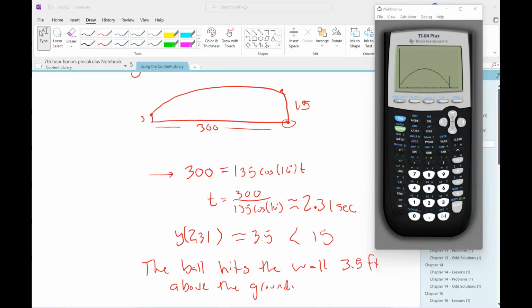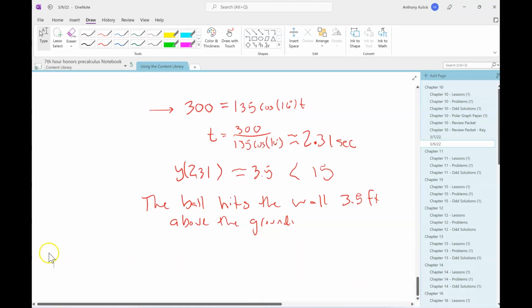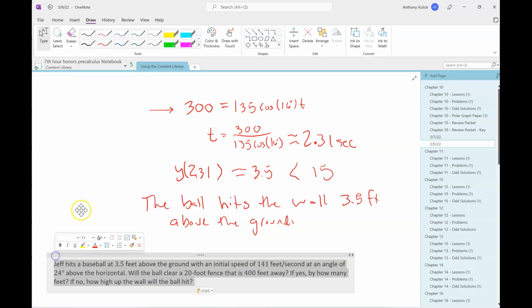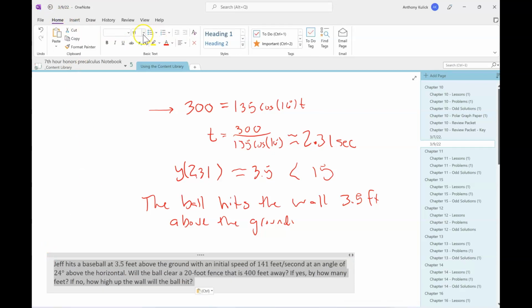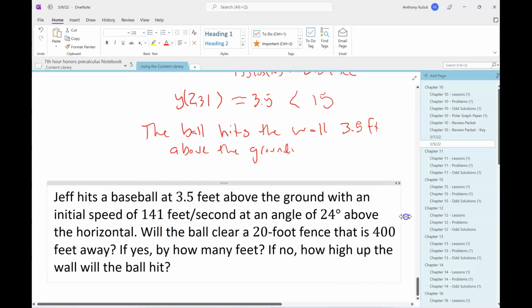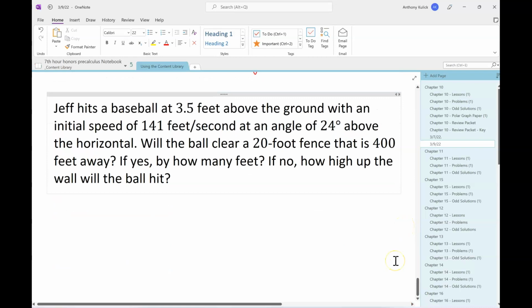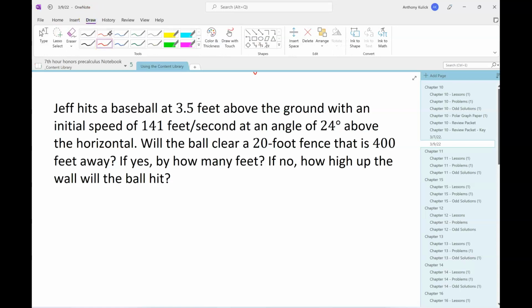Pretty rad. Let's do another example of a real similar situation. Here we got old Jeffy, who is going to be hitting a baseball 3.5 feet above the ground, initial speed of 141 at an angle of 24 degrees. You want to know if that ball is going to clear a fence, a 20-foot fence, 400 feet away.